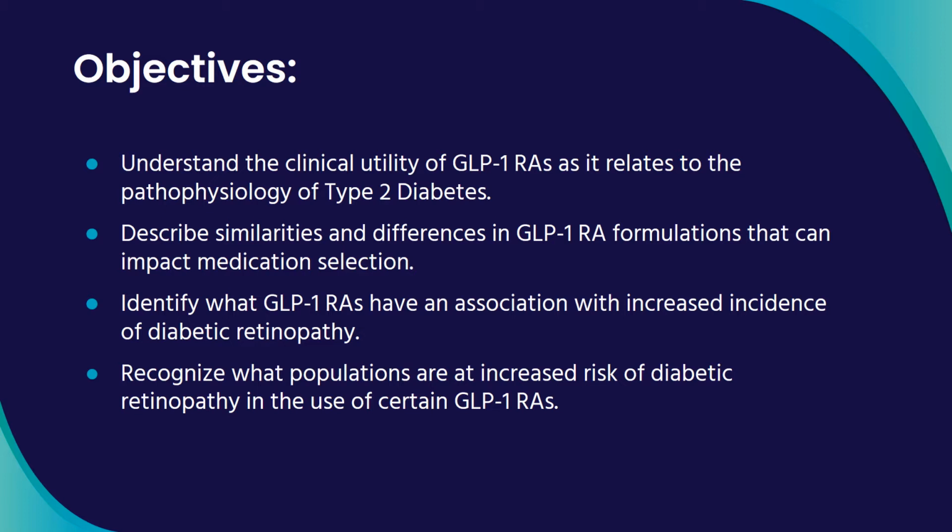Understanding the clinical utility of GLP-1 receptor agonists as it relates to the pathophysiology of type 2 diabetes. Describe similarities and differences in GLP-1 receptor agonist formulations that can impact medication selection. Identify what GLP-1 receptor agonists have an association with increased incidence of diabetic retinopathy, and recognize what populations are at increased risk of diabetic retinopathy in the use of certain GLP-1s.